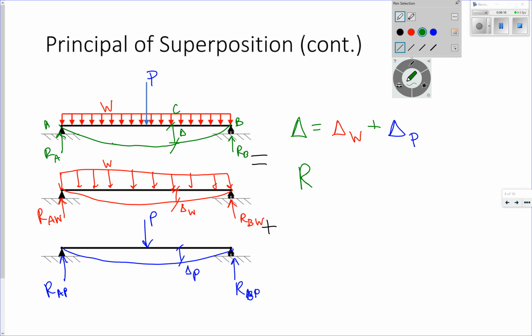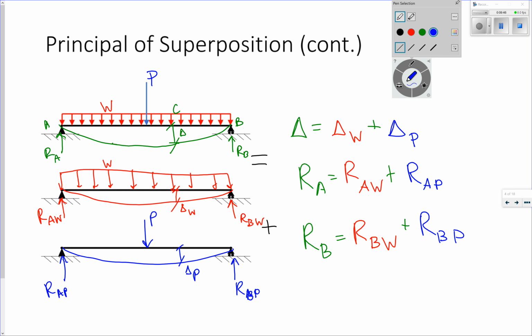All right, so my reaction at A is equal to my reaction at A due to my distributed load plus my reaction at A due to my concentrated load, and my reaction at B is my reaction at B due to my distributed load plus my reaction at B due to the concentrated load. So that's all superposition is: break it up into something you know and then add it back together.